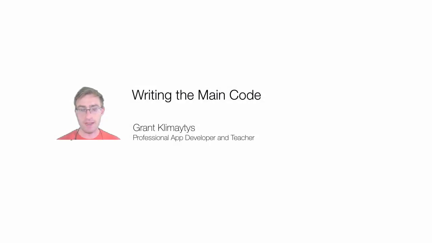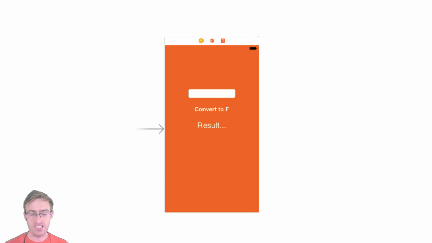Here's where we're going to write the main code of our app. We currently have a screen that does nothing. It prints a message to us when we click the Convert to Fahrenheit button, but that's all it does.